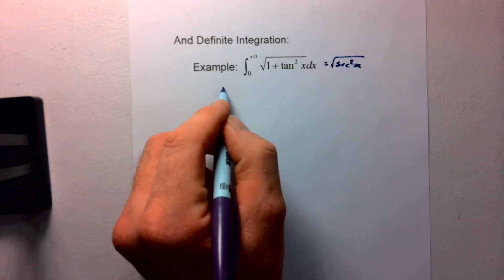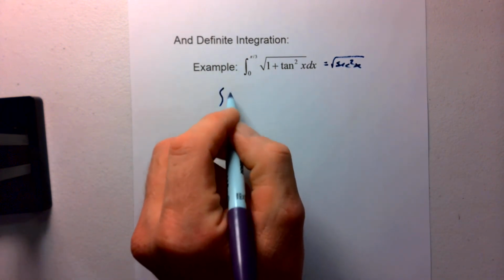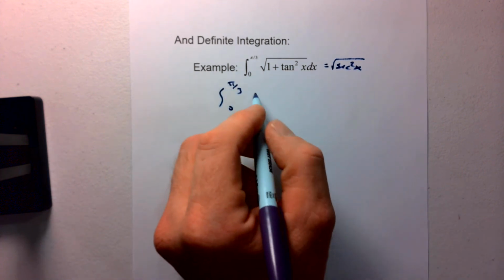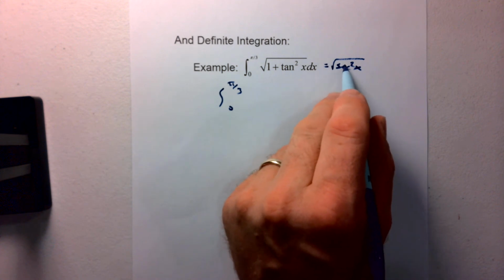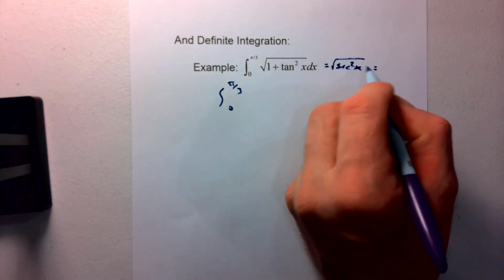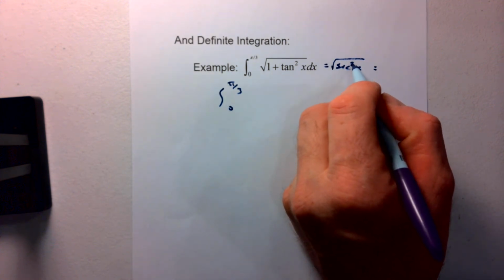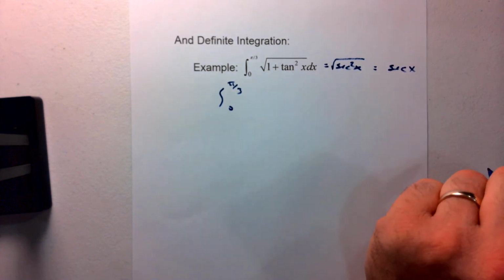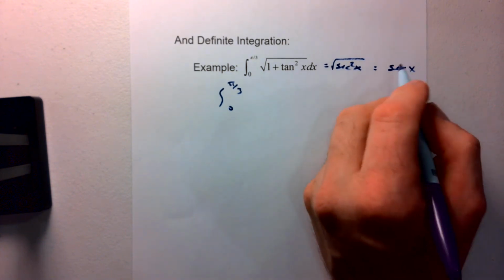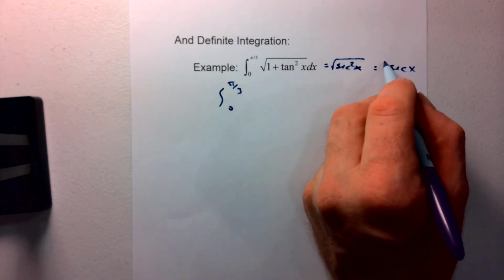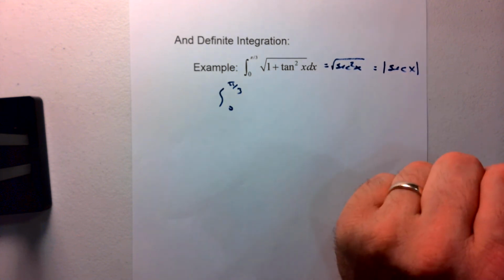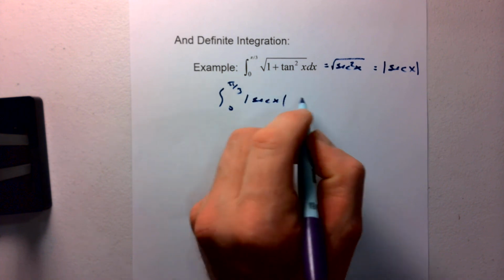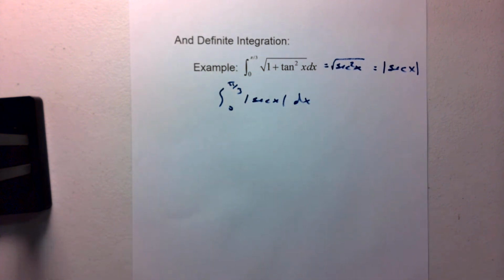All right, so then we're looking at the integration from 0 to pi over 3 of the square root of secant squared. So let's talk about that square root of secant squared. If I take the square root of the square, I end up with just what we're taking the square root of. But recall, this can be positive or negative, so we need the absolute value of that. So we're looking at the absolute value of the secant of x dx.